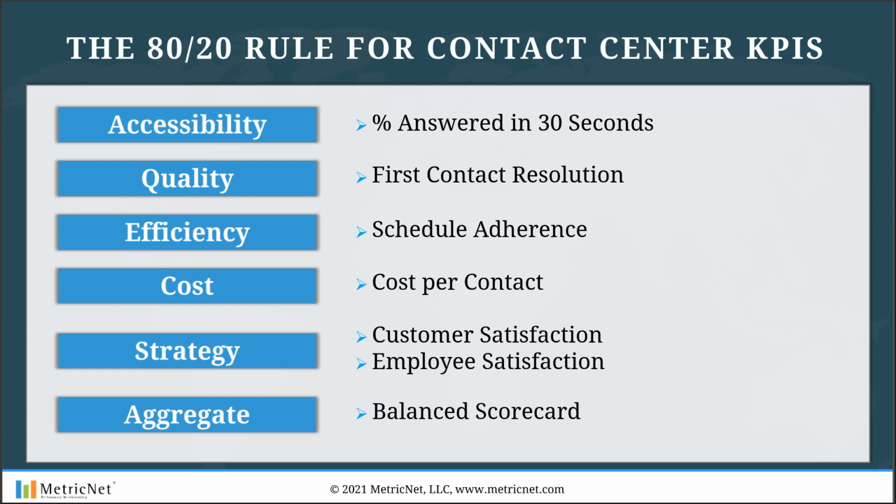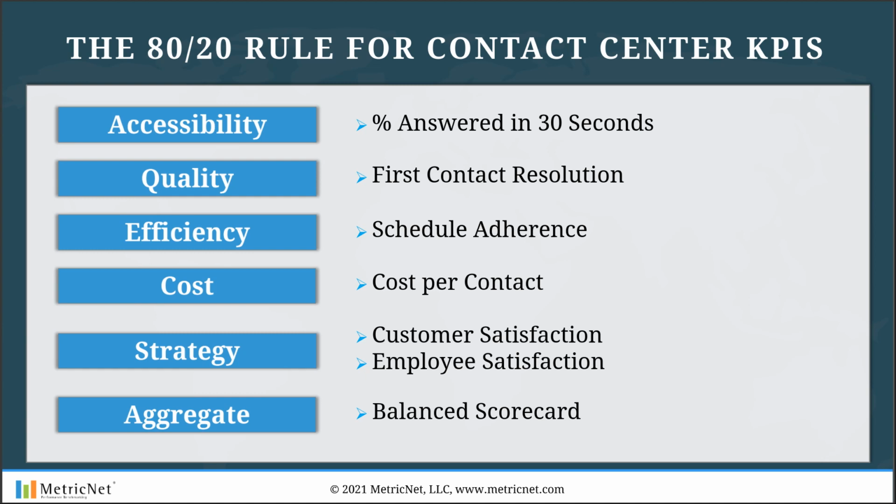So accessibility, percent of calls answered in 30 seconds. We could also look at accessibility for the chat channel, the email channel, the SMS channel. We could look at ASA instead of percent answered in 30 seconds. But basically, this is a responsiveness metric. Shows how easily the customer can access the contact center. For an inbound customer service contact center, FCR, first contact resolution rate, is your biggest single driver of customer satisfaction. So we consider that a quality metric. Schedule adherence: the higher your schedule adherence, the more efficient your contact center is going to be. Cost per contact is a primary measure of efficiency in a contact center.